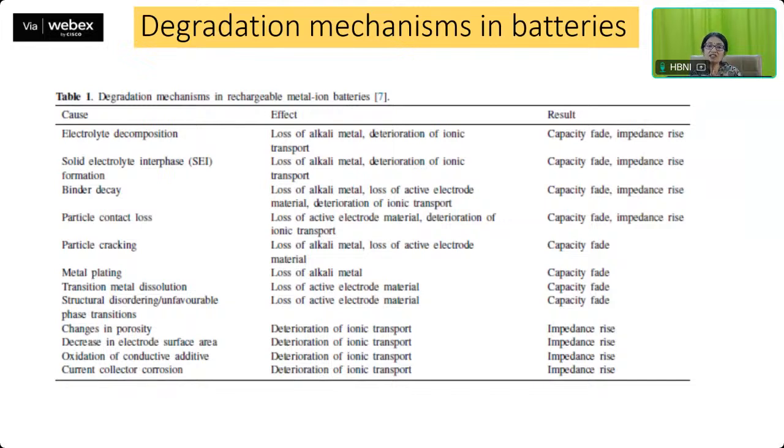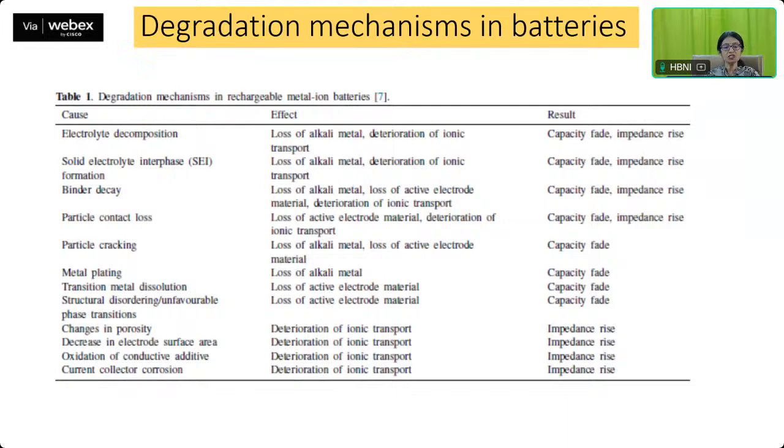Similarly, you can have a decrease in the electrode surface area. What is happening is, with the charging and discharging, gradually more and more agglomeration of the particles is happening on the electrode surface. So there is a decrease in the electrode surface area. Or else your lithium is going and sitting in the anode area and it is not coming back. So there is a decrease in the electrode surface area. If this happens, then again there is going to be a deterioration of ionic transport. You will find a rise in the impedance.